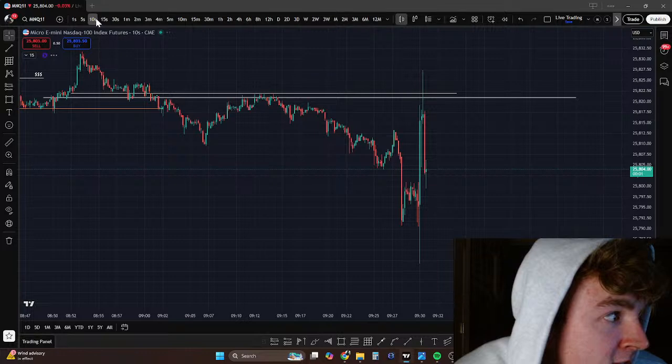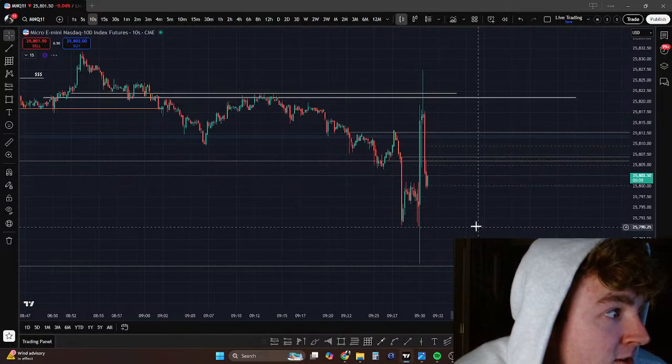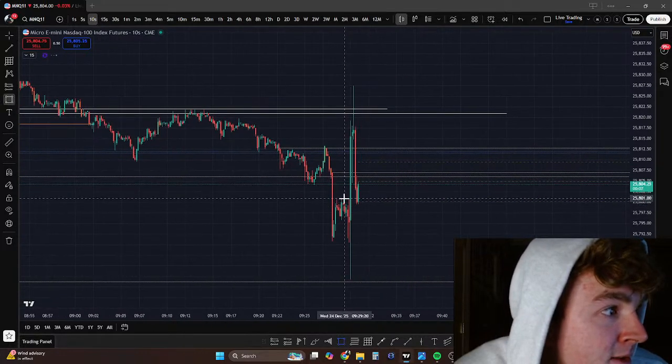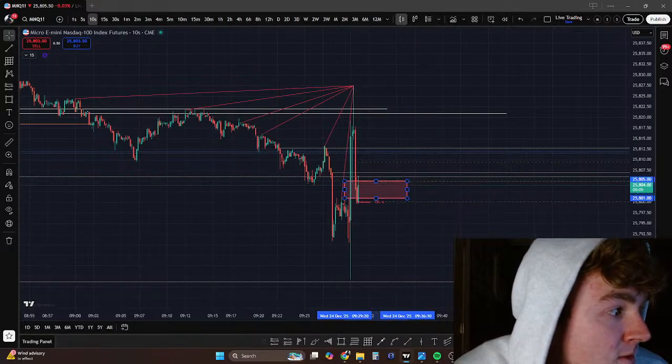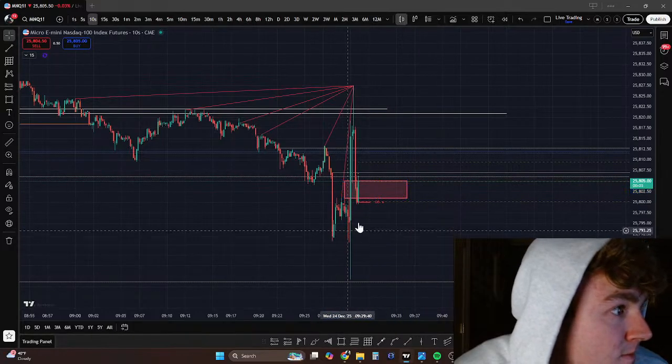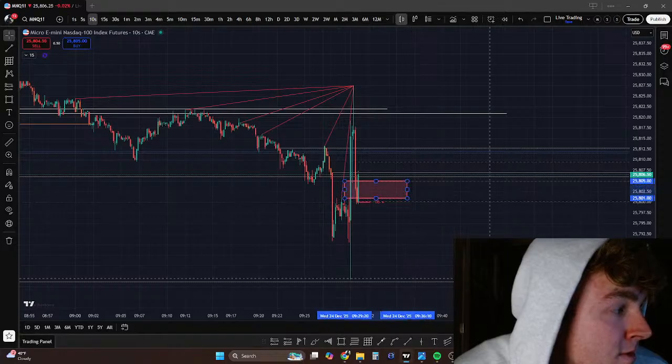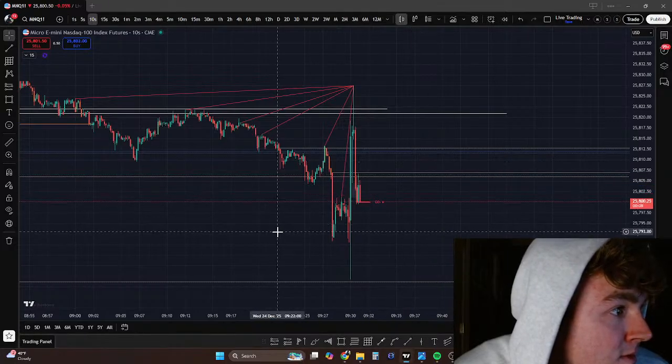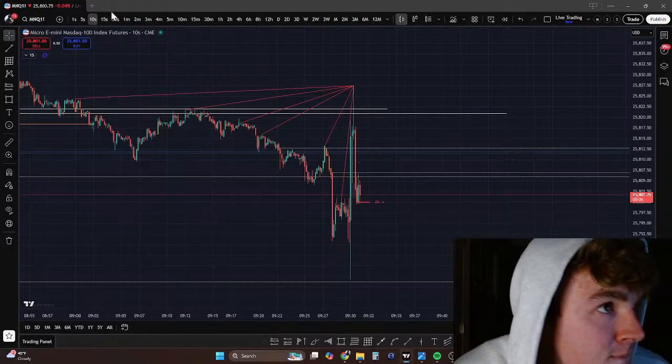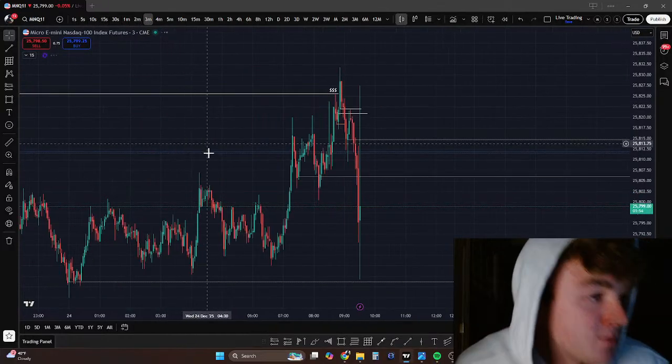I can't force something if I don't see anything. I mean, maybe this is a gap to the upside. It's below all the true opens. I think I'll just wait.